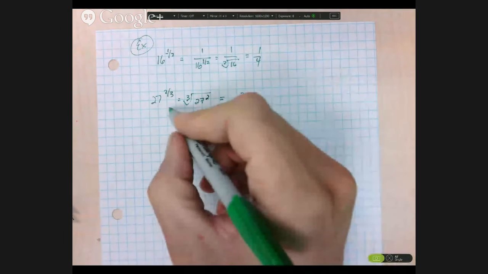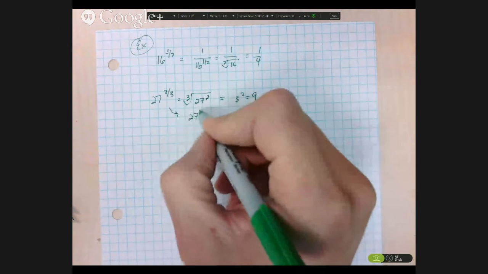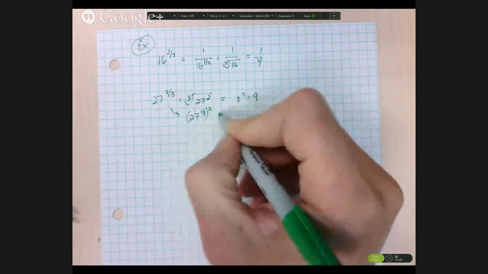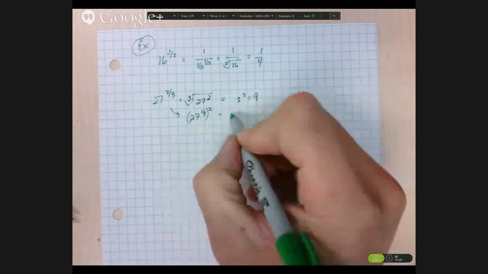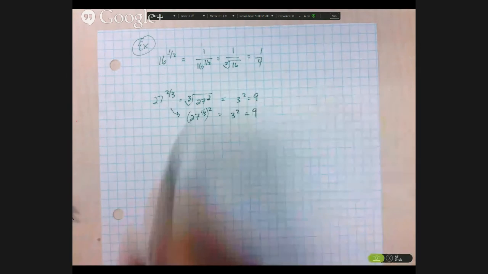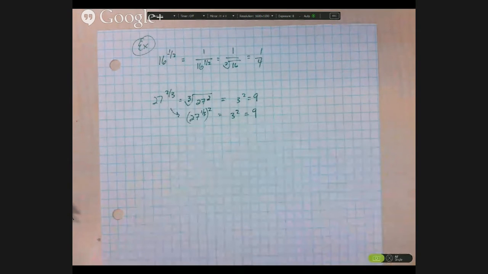Okay. There is also another way to do this. You can do 27 to the 1/3 squared. Okay, 27 to the 1/3 again, 3. Lots of ways to manipulate these. Just take your pick.